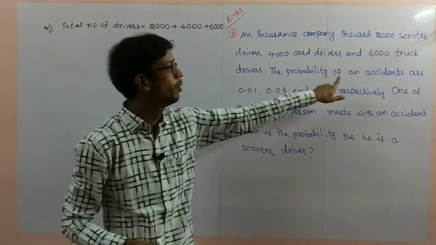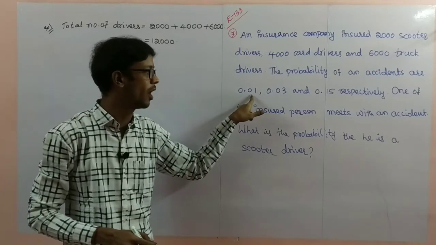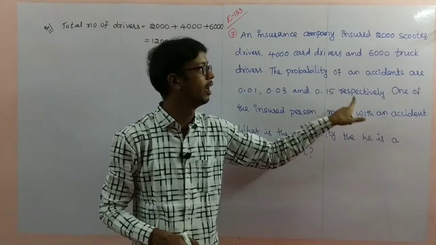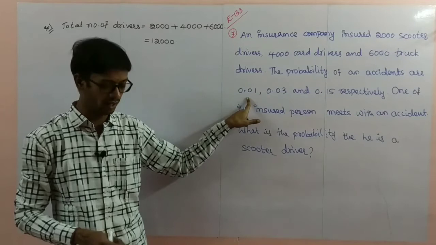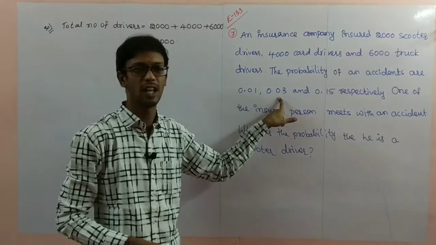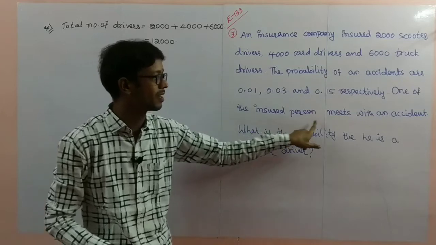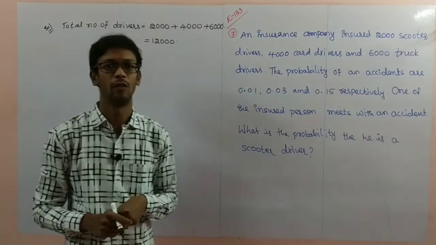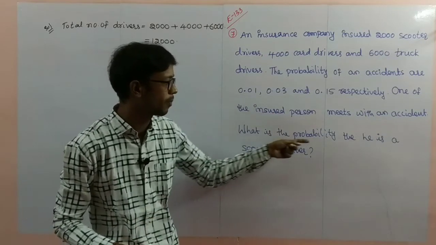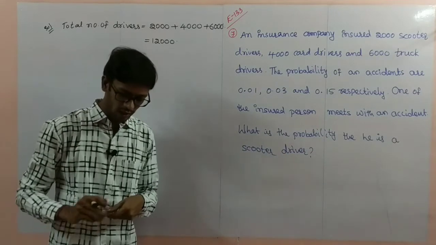Next, the probability of an accident. The probability of an accident is 0.01, 0.03 and 0.15 respectively. Respectively means the scooter's accident probability is 0.01, the car accident probability is 0.03, and for trucks 0.15. One of the insured persons met with an accident. What is the probability that he is a scooter driver?